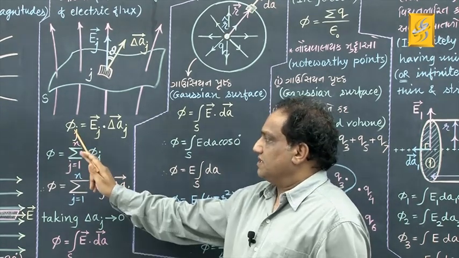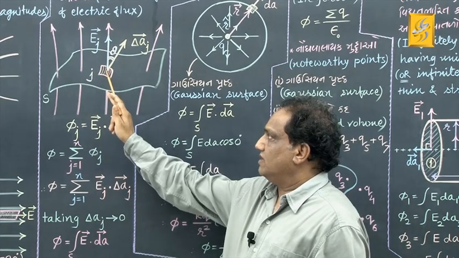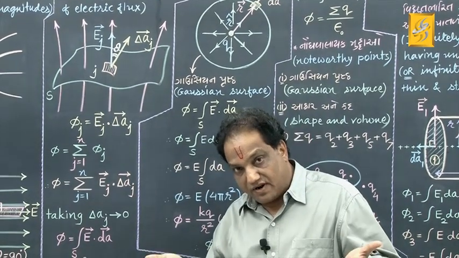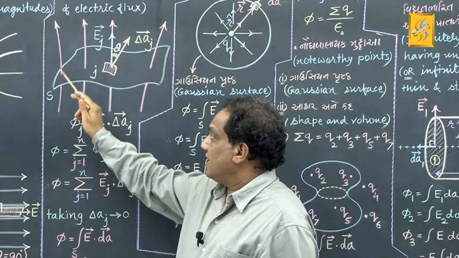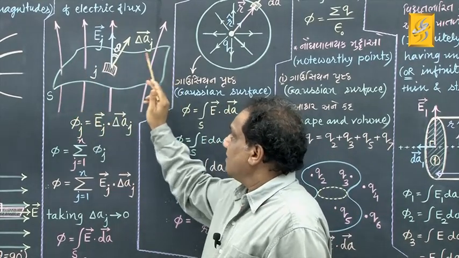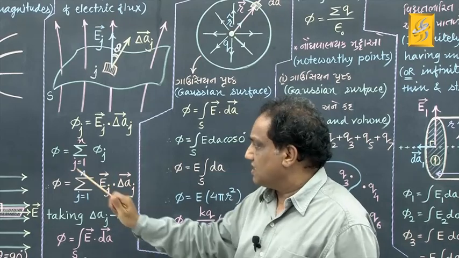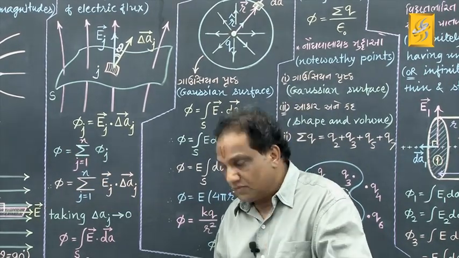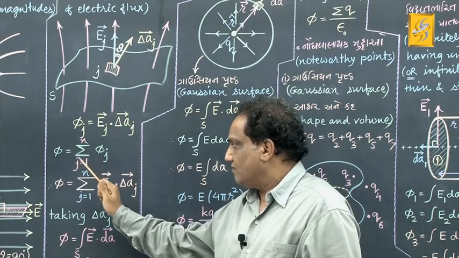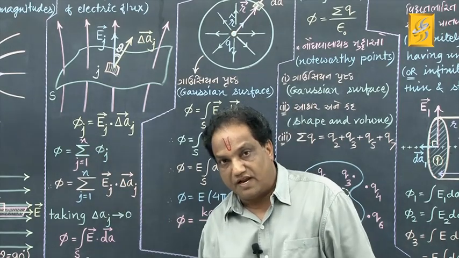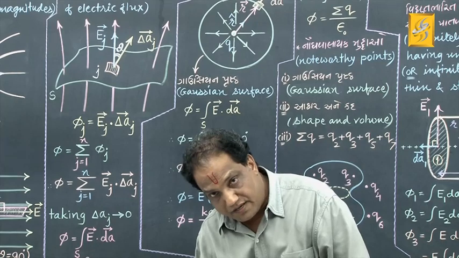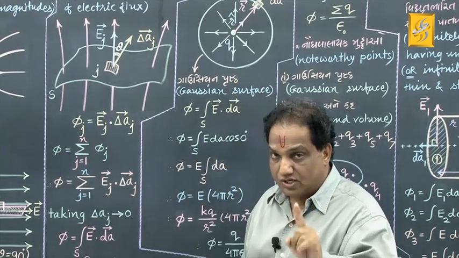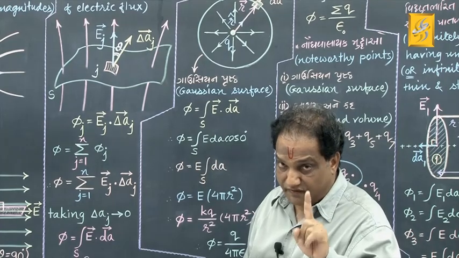Now, this is the electric flux linked with only this area element, but we need to find the electric flux linked with the entire surface, and that total electric flux I show by the symbol phi. To find that, what you should do is add the partial amounts of electric flux. Okay, fine. Electric flux is a scalar quantity, mind well. So don't say vector addition, don't say vector addition.